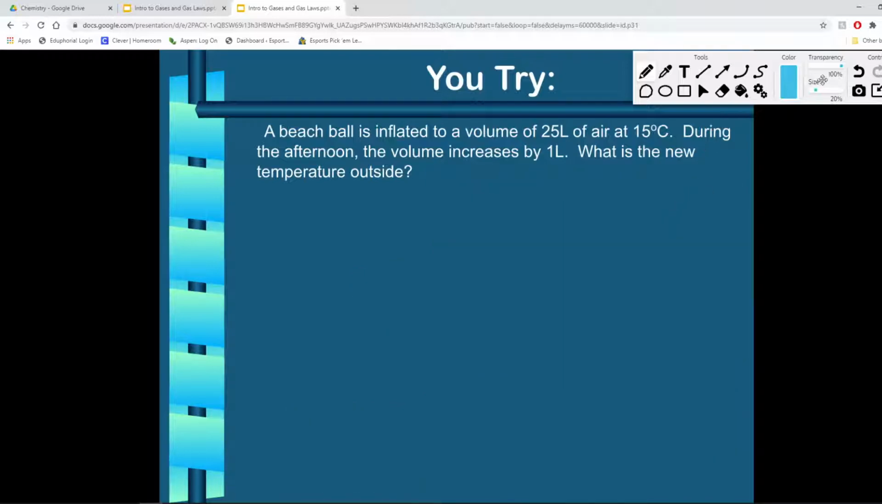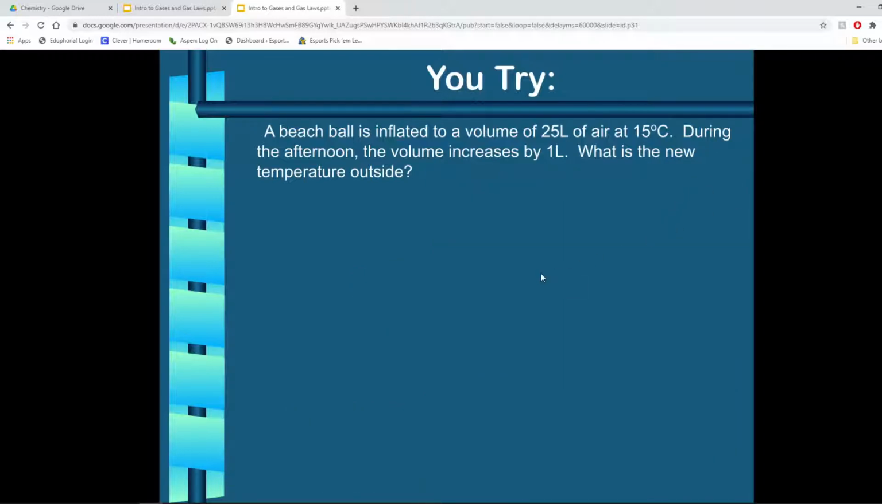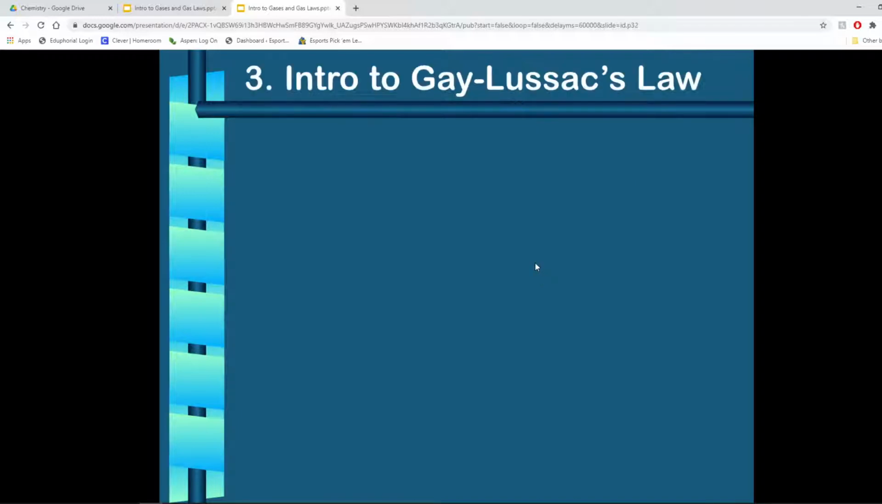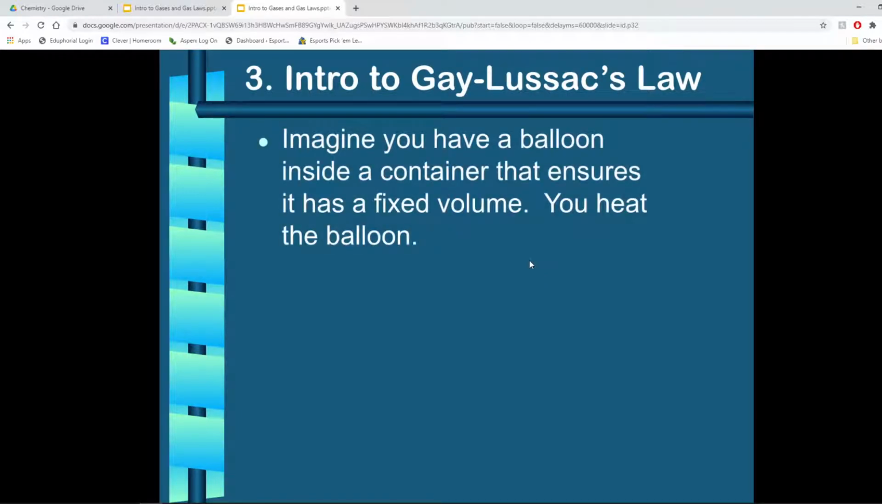All right, we have one more law that we're going to talk about, or one more of these simple ones, and it's called Gay-Lussac's law. So we've talked about pressure and volume. We've talked about volume and temperature. So really the only combination left there of those three is temperature and pressure.